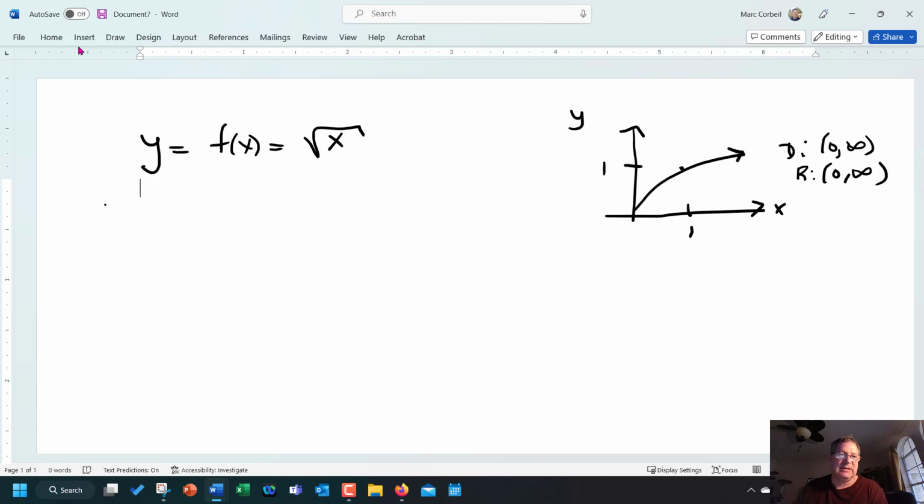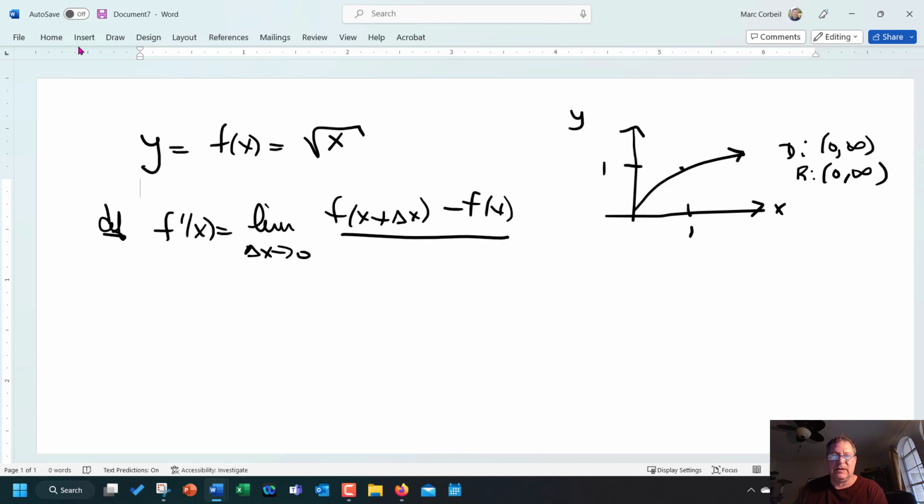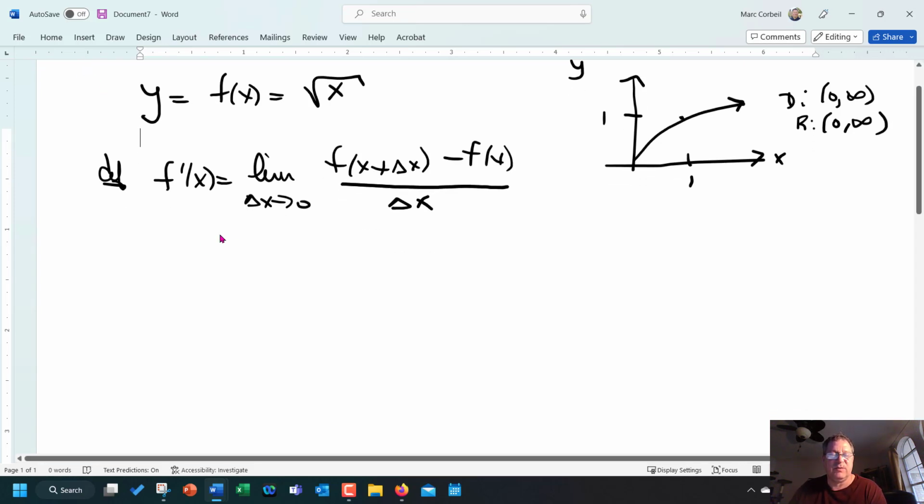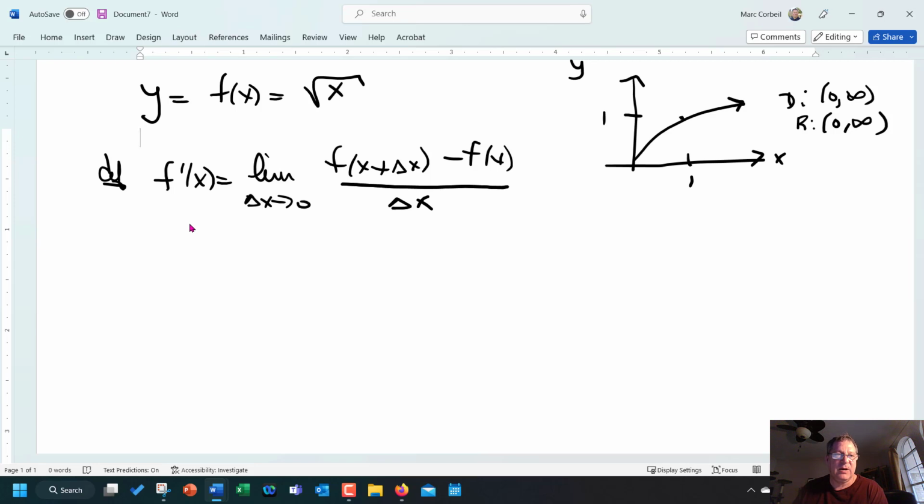So again, I'll write down the definition of derivative, that is f prime of x is equal to the limit as delta x goes to 0 of f of x plus delta x minus f of x over delta x. In this case, I'm not going to use the c version. I'm going to use the x version. You'll see why in a minute. It's just a lot easier for me to deal with. So that's my definition of the derivative. I'm going to go ahead and work that out.